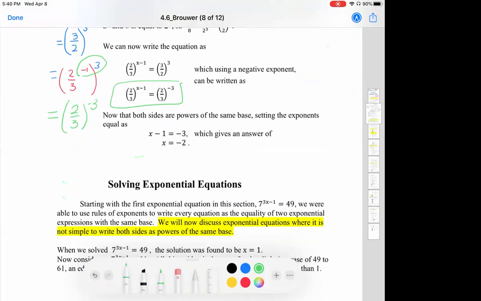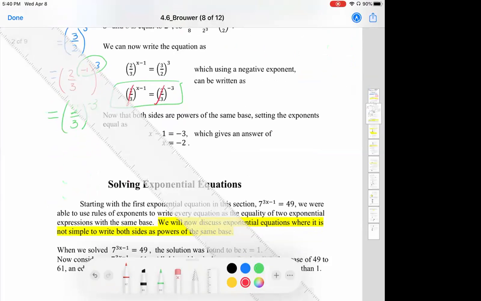Okay, now that we have that same base, I can go ahead and drop it. So then I'm left with x minus 1. Oh, what happened?